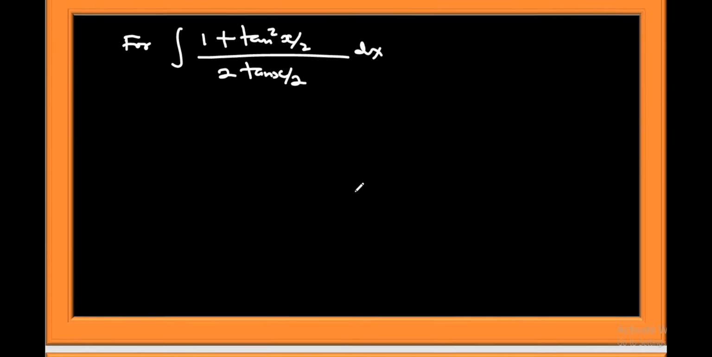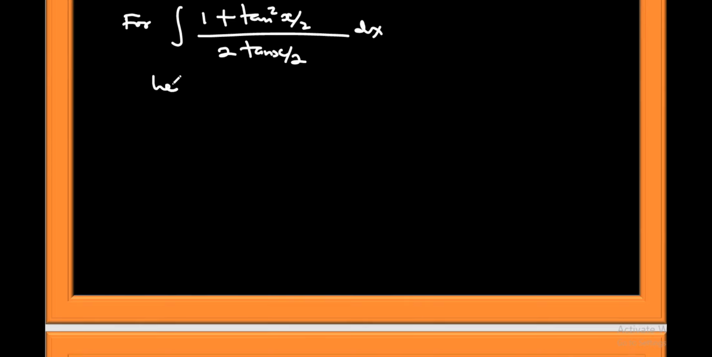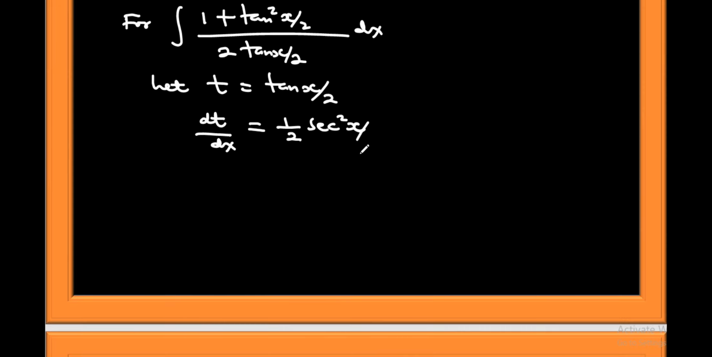So for this integral that we have, we can comfortably let t be tan x over 2. When you let t be tan x over 2, then you get dt by dx. So dt by dx now becomes a half. You first differentiate the angle, remember? When you differentiate tan, you get sec squared, but of course of the same angle. And that means at the end of the day, when you make dx the subject, dx becomes 2 dt divided by sec squared x over 2.